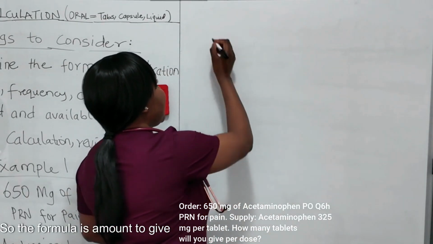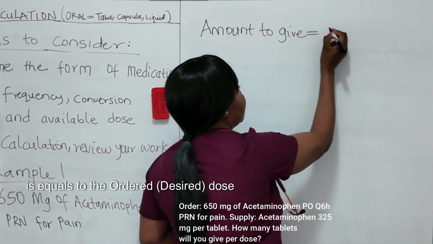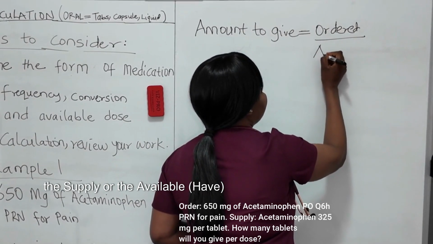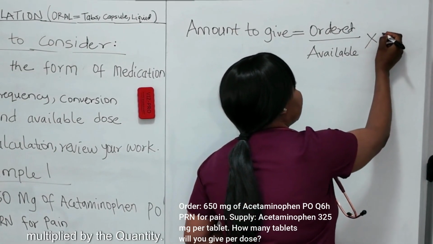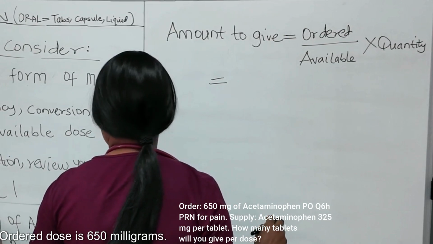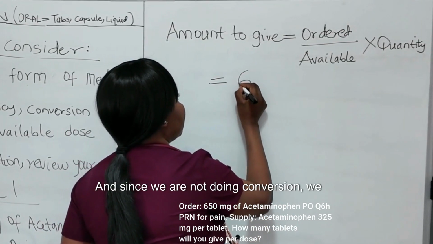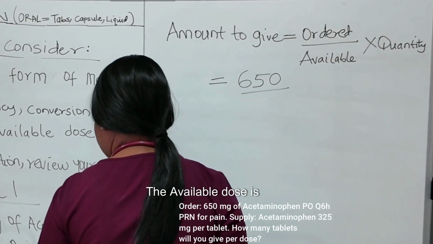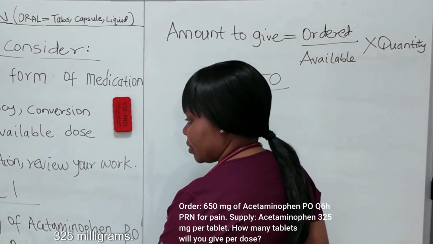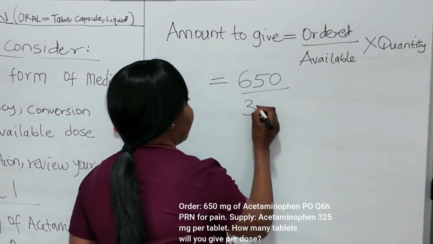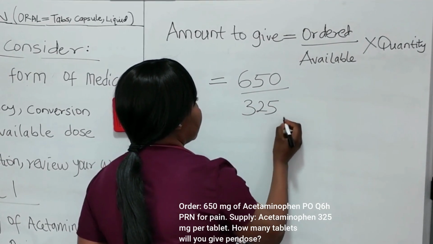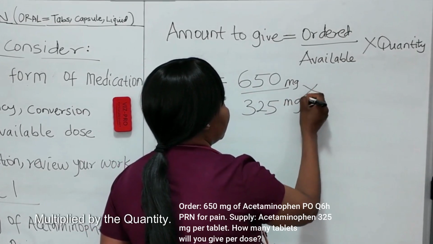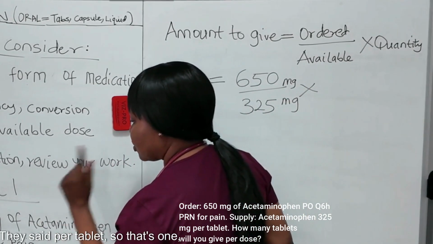So the formula is amount to give is equal to the ordered dose divided by the supply or the available dose, multiplied by the quantity. Ordered dose is 650 mg. And since we are not doing conversion, we just put 650 mg. The available dose says 325 mg. Multiplied by the quantity. They say per tablet, so that's 1.